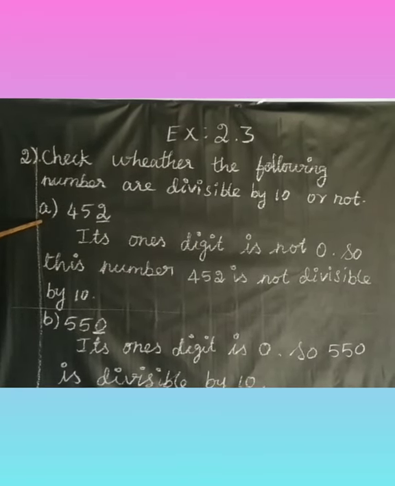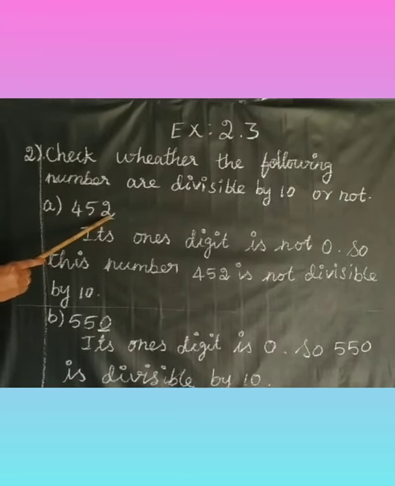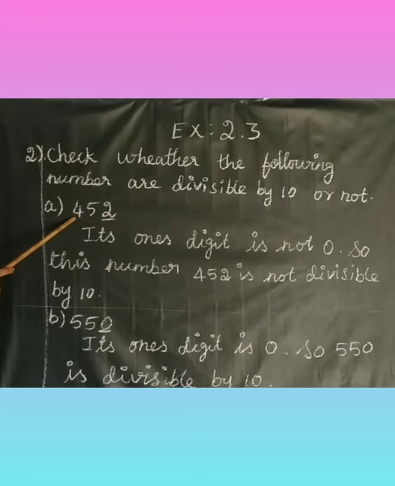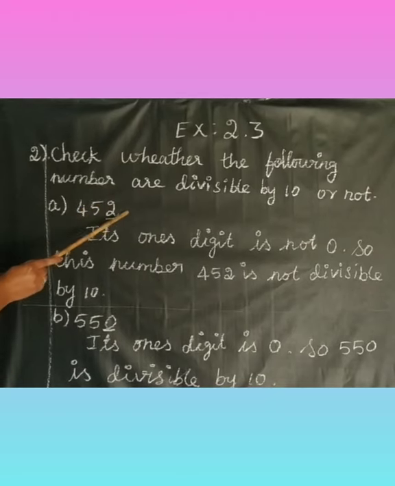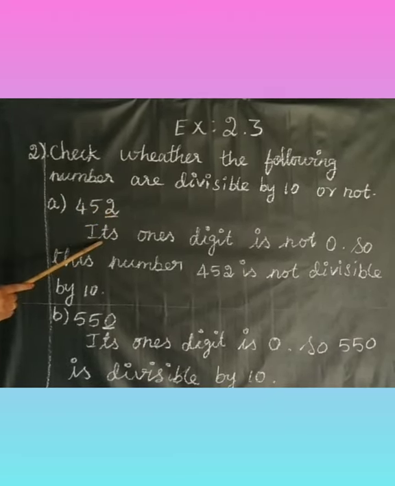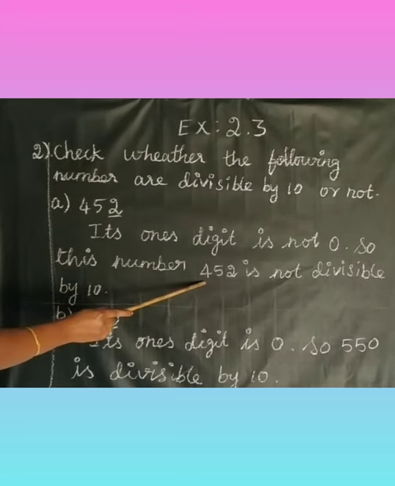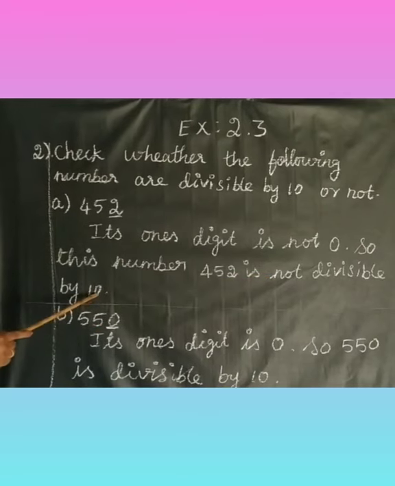First question A is 452. So here, see the ones, tens, hundreds places. Okay, so see here, this is the ones digit. What number is the ones digit? Here it is 2. So its ones digit is not 0. So this number 452 is not divisible by 10.